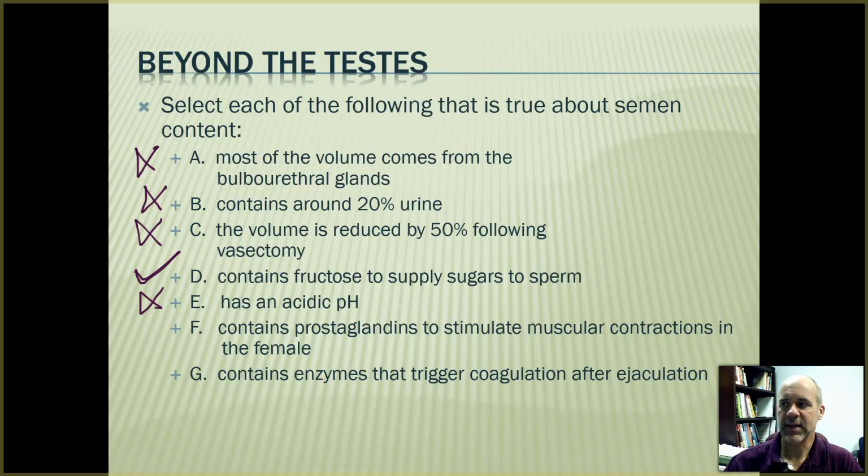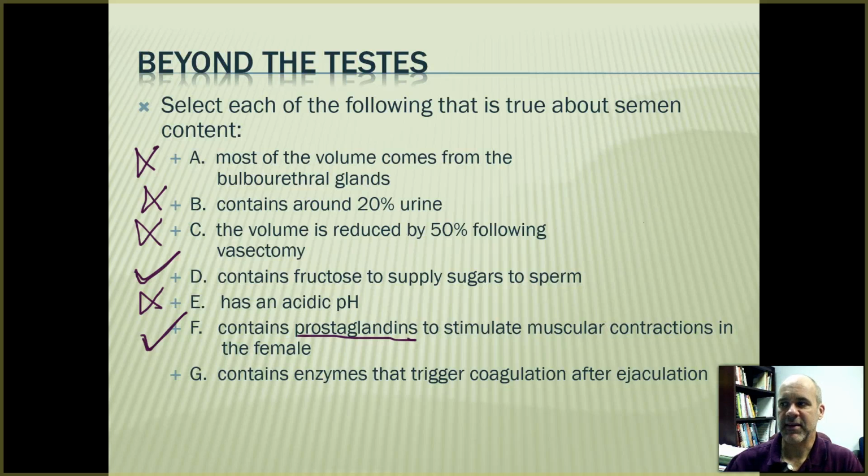Does it contain prostaglandins? Prostaglandins are signaling molecules, kind of like hormones, but they tend to act in local areas to stimulate muscular contractions in the female. If you go back and look, that is one of the things that we talked about, semen containing these signaling molecules that actually stimulate the smooth muscle cells in the organs of the female to contract, and that helps propel the sperm cells forward after ejaculation.